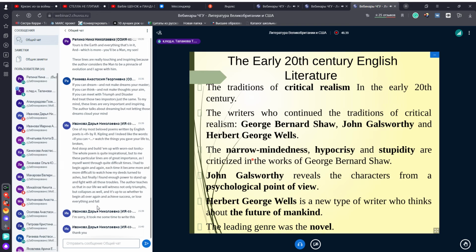John Galsworthy tried to penetrate into the psychological point of view of the character. Herbert Wells tried to focus on the future of mankind. And we still have the leading genre of literature, and it is the novel.